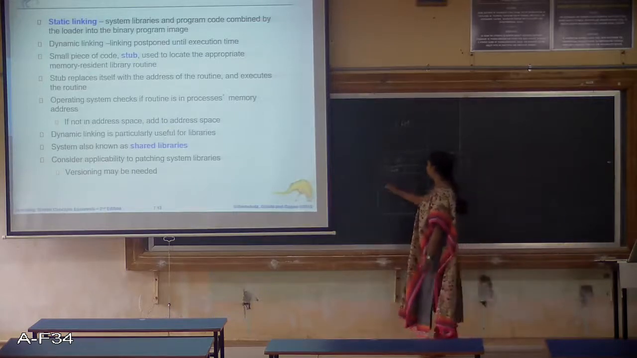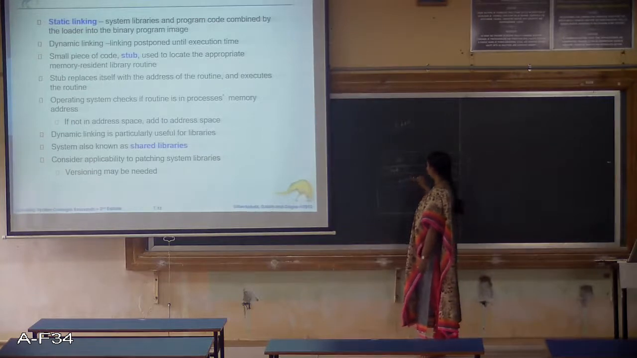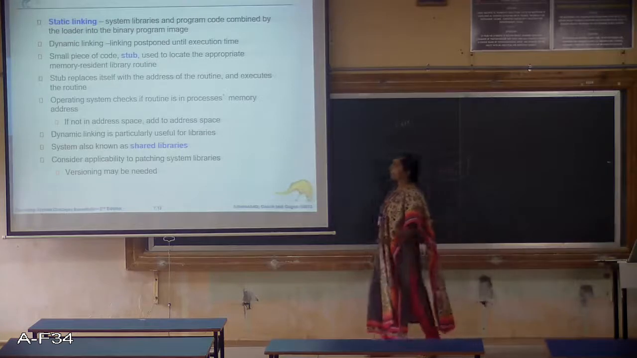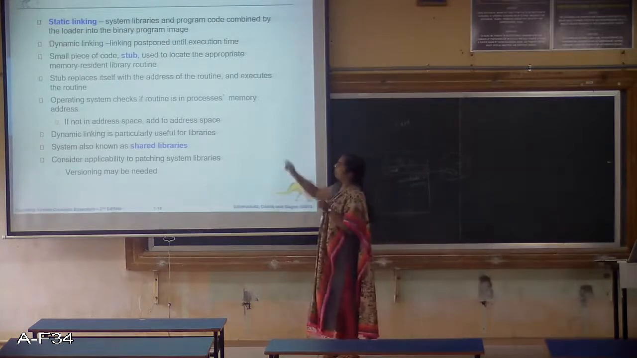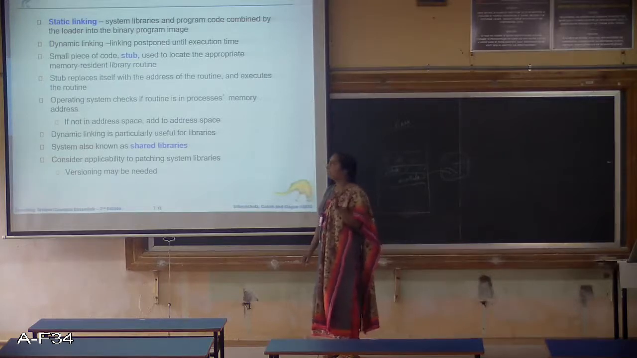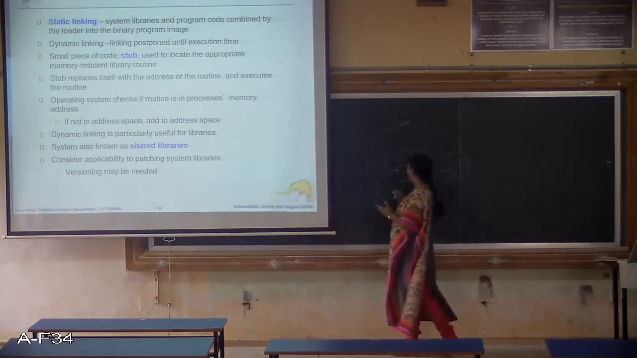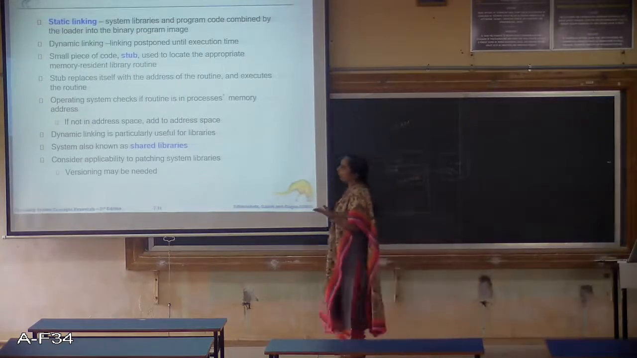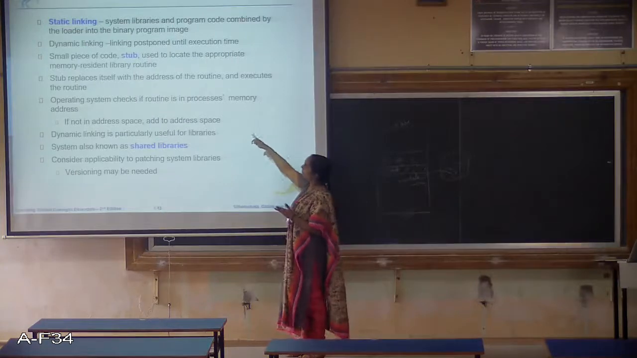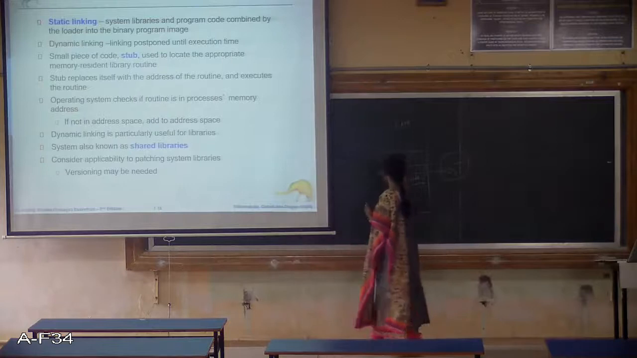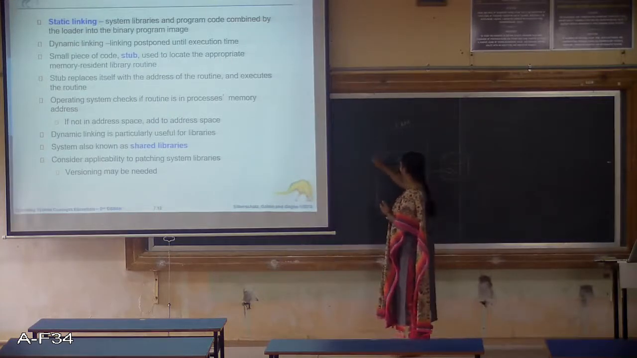The CPU starts executing this part of the code, and if it is not present in the main memory, it will be present in the secondary storage device. It has to be loaded into the main memory, and then the CPU starts executing that module. That module information will be there in this stub. The stub is a small piece of code used to locate the appropriate memory resident library routine. Memory resident means it can be in the main memory or it can be in a storage device.